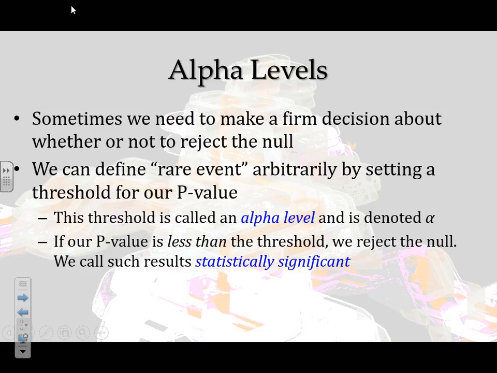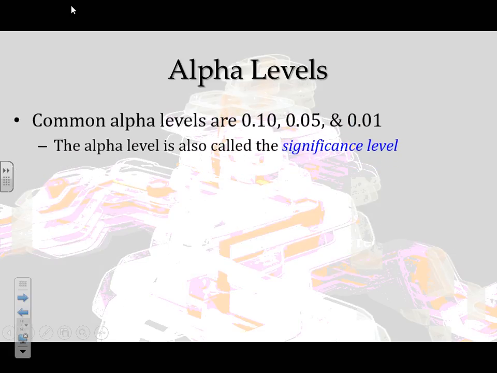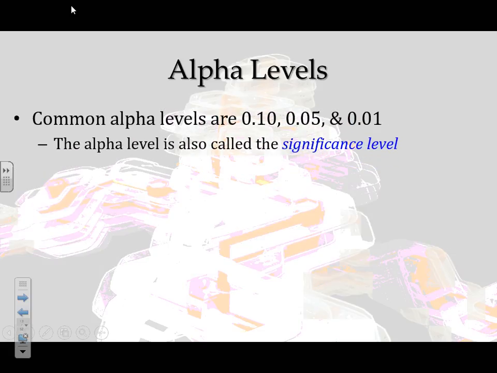Okay? Now, what that also means then on the flip side is that if our p-value is greater than our alpha, we would fail to reject. Now, when we talk about these alpha values, the common levels are 0.1, 0.05, and 0.01. So 10%, 5%, 1%.